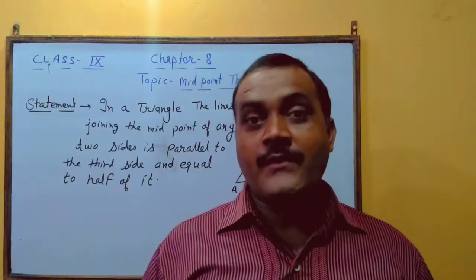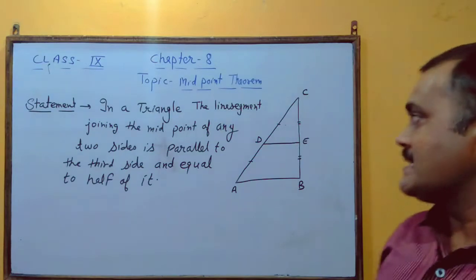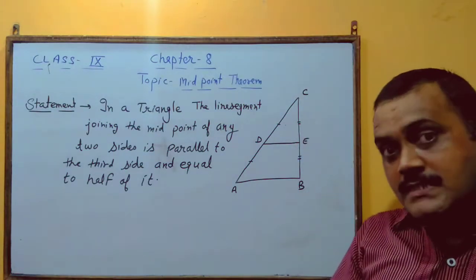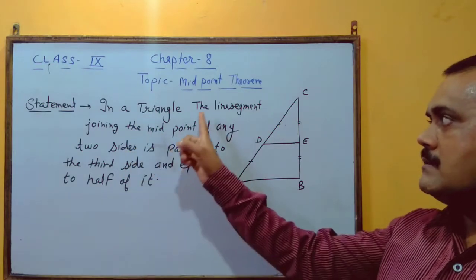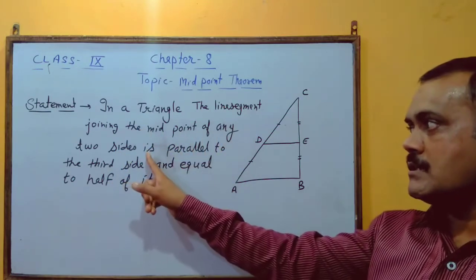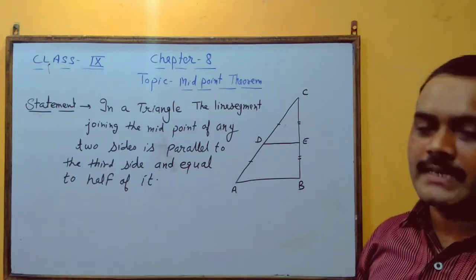So our first question, what is midpoint theorem? Let us see what is the midpoint theorem. You can see in this diagram, we have a triangle ABC. So let us see what is the statement of the theorem. The statement is quite simple. In a triangle, the line segment joining the midpoints of any two sides is parallel to the third side and equal to half of it.